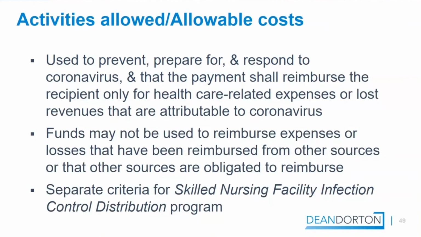If you got a PPP loan, you've got to use those before you can use any of the provider relief fund. And there's other reimbursement sources that you've got to consider. There are some separate criteria for the skilled nursing facility infection control distribution and how you're allowed to spend it. And we can go over those with anybody who did get those monies, but there's 5 or 10 specific FAQs for the infection control dollars.